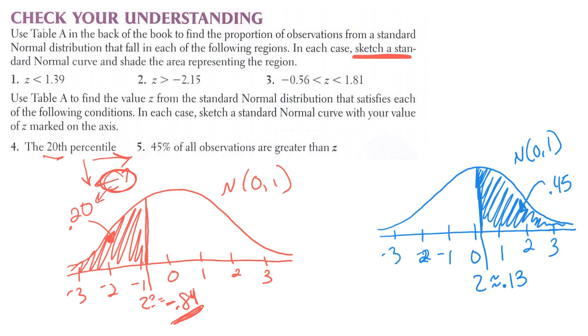The second one asks us to do all observations greater than z. But again, remember my table shows me what's to the left. So what I need to do is determine this area here, which is 1 minus 0.45 or 0.55. Now, if I look for 0.55 in my table, I get a z-score of approximately 0.13. It's between 0.12 and 0.13. If you do it on your calculator, you get like 0.1256.